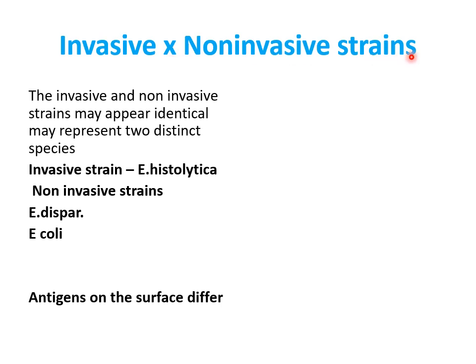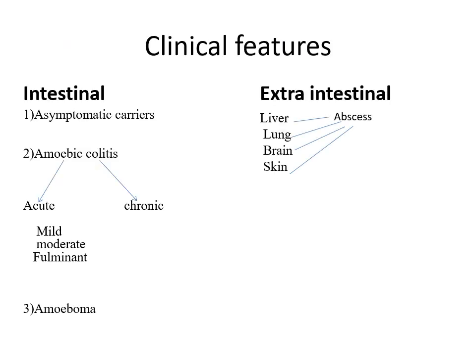Now, invasive versus non-invasive strains. The invasive strain is histolytica, but dispar and coli do not invade. That you have to keep in mind. You might find these cysts in the stool sample. They have their own characteristics, but they are not invasive species. And the antigens will be different.